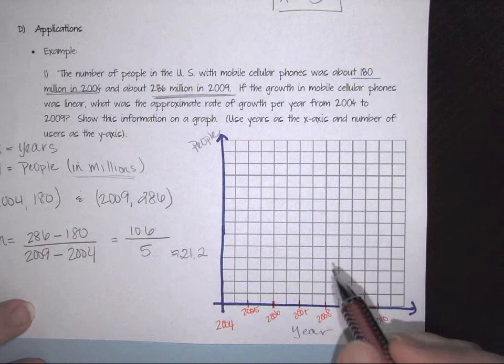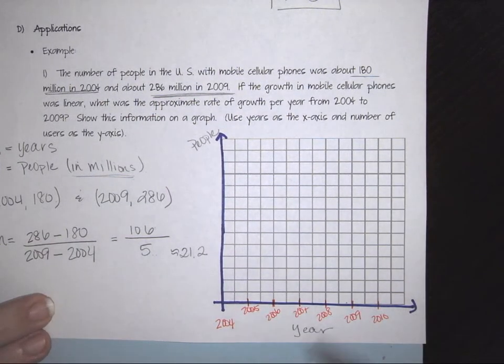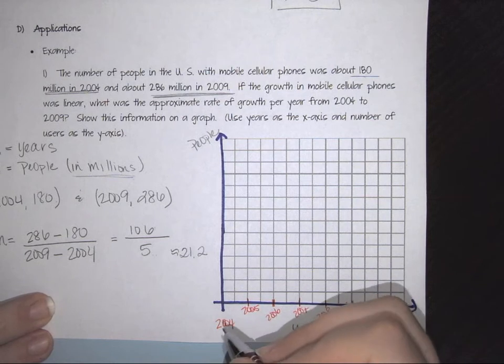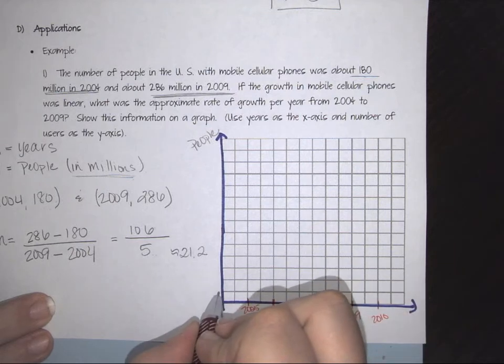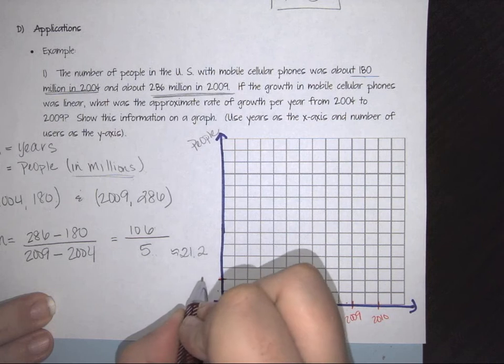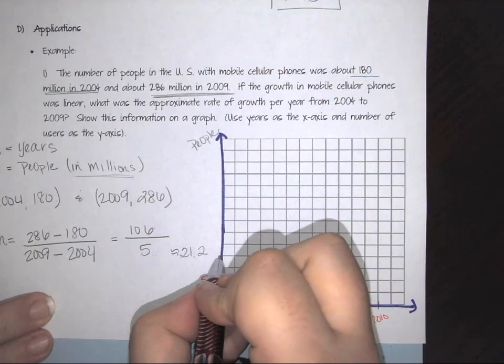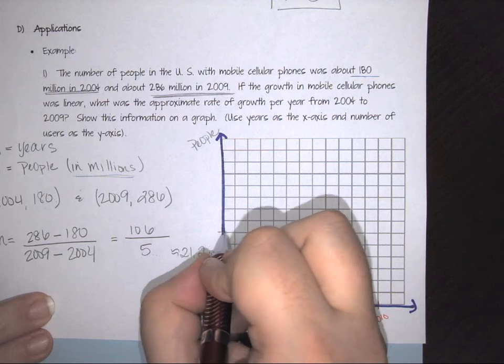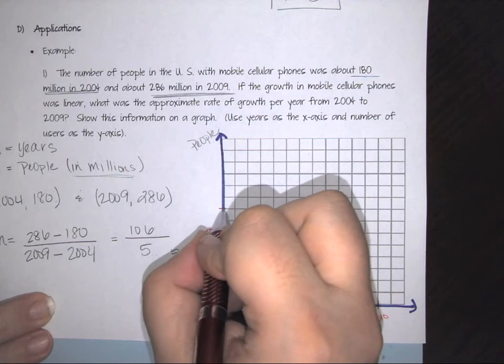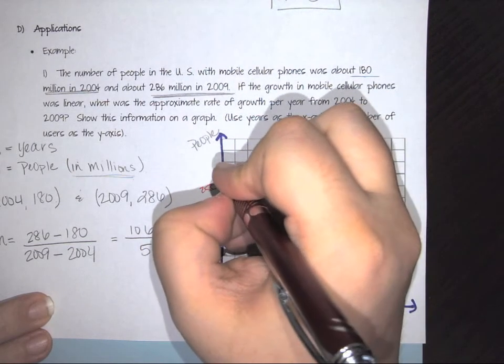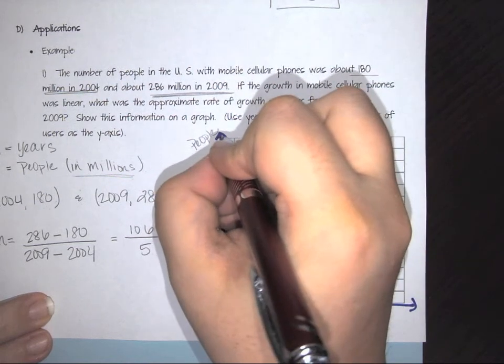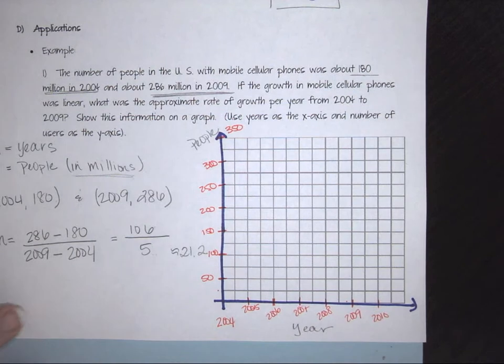And then going up the other side, we might go, let's do 25, 50, 75, 100, 25, 50, 75, 100, and so on.